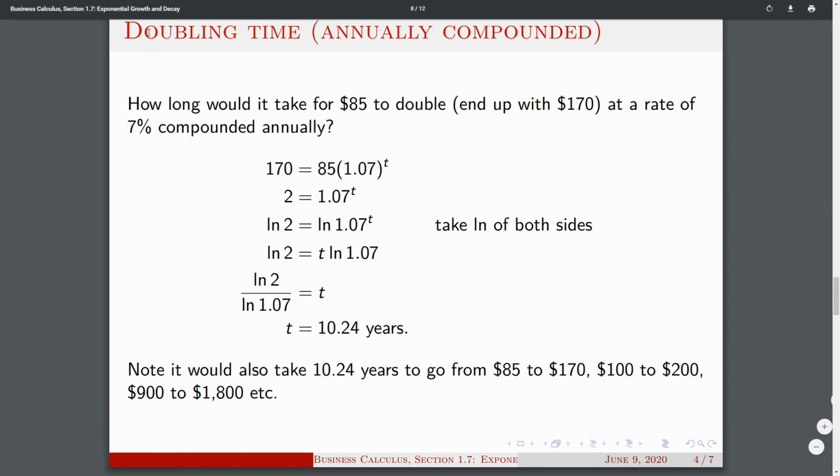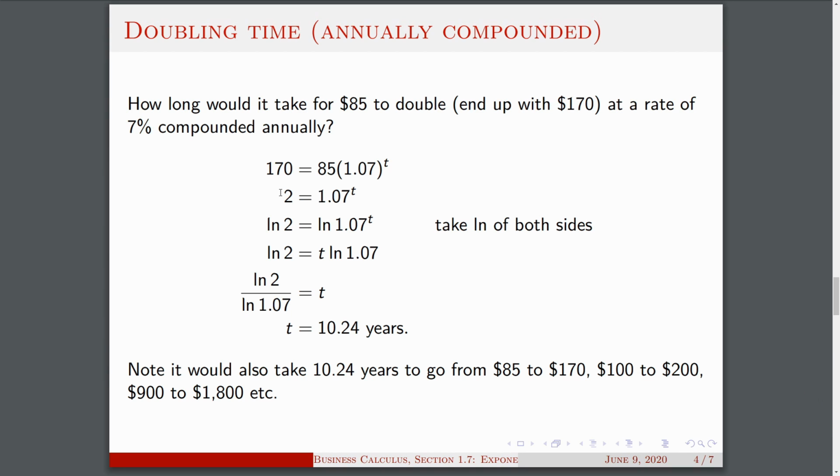So anyways, this was doubling time, which is the amount of time it takes some amount to double. Now, did it actually matter that we started with $85 and ended up with $170? And the answer is no, it didn't. Because no matter what I started with, I would end up with double that amount. And so after I divide by that initial amount, I will always end up with the equation 2 equals the growth factor to the power of t. So assuming that I'm talking about the same interest rate, it didn't actually matter that I started with $85.